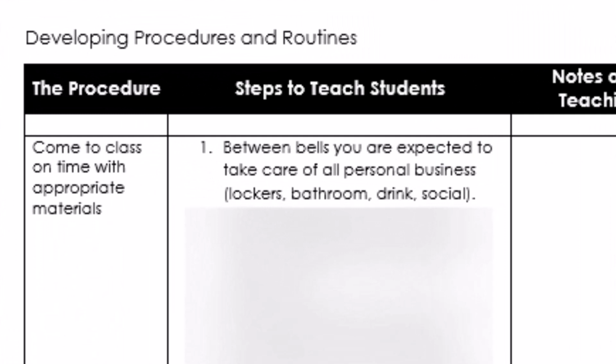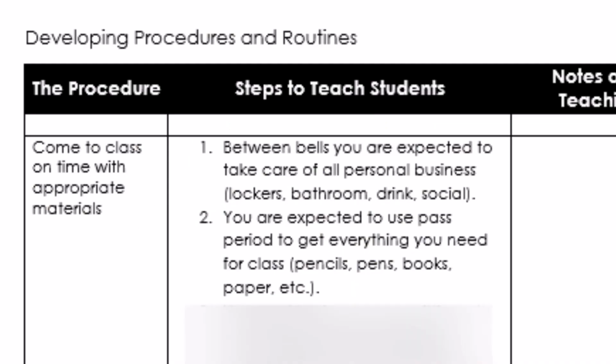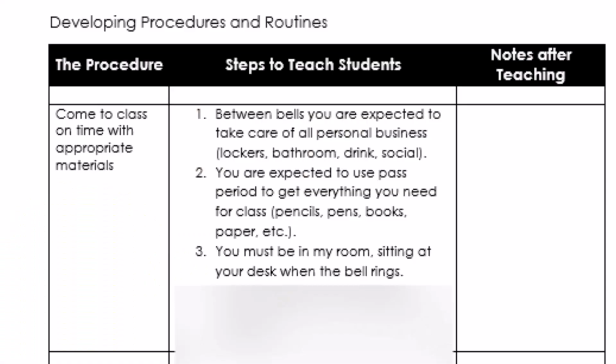The example I've got is you're going to teach the kids that between bells, you are expected to take care of all of your personal business. You're expected to go to the bathroom, get a drink, socialize, and be back to my room by the time the bell rings. I expect you to have all of your materials with you when you come in. So I expect you to take care of your own business. I expect you to bring your materials and be ready for class. And then 3, I expect you to be in my classroom, sitting in your desk by the time the bell rings. Those are the things that I want to teach the kids about what my expectation is.